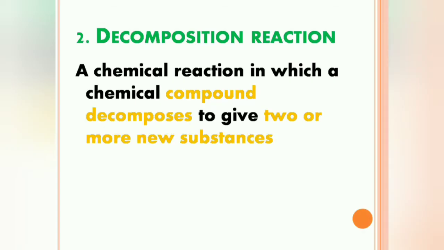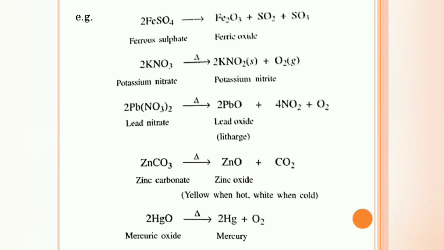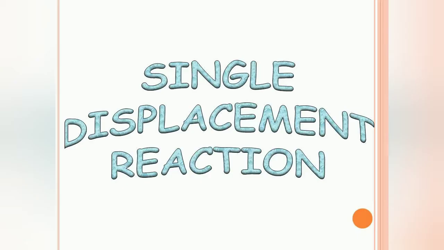Therefore, a decomposition reaction is defined as a chemical reaction in which a chemical compound decomposes to give two or more new substances. Now note down some examples of decomposition reactions. The third type of reaction is the single displacement reaction.